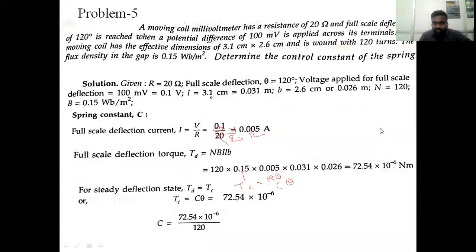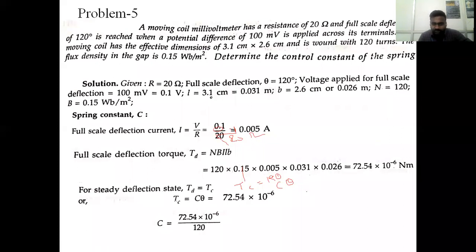Students are posting answers in the chat: 6.6 into 10 to the power of minus 7, 6.045 into 10 to the power of minus 7, and so on. Previously, 236 got a different answer, 3.46 into 10 to the power of minus 5. Most of the people are getting 6.6 into 10 to the power of minus 7, that is 6.04 into 10 to the power of minus 7.